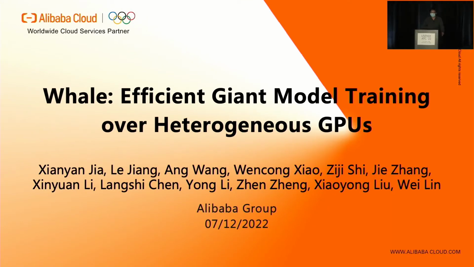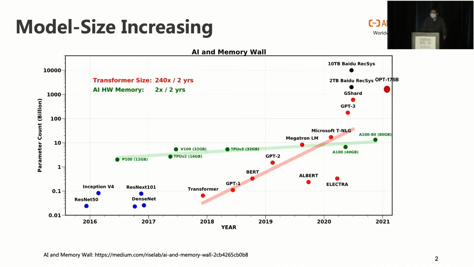Today, we're going to talk about WHERE, efficient general model training over heterogeneous GPUs. This work represents many work from my colleagues in Alibaba Pay team. To achieve a better model parallelism, the training of large-scale deep learning models has been intensely adopted. The scale of model parameters has increased from millions to trillions.